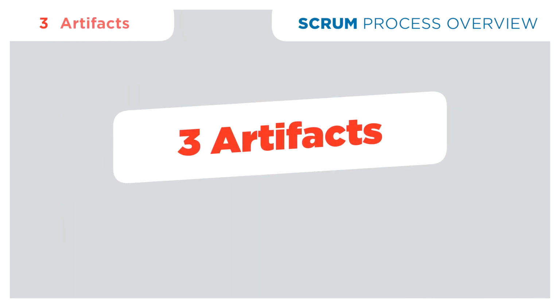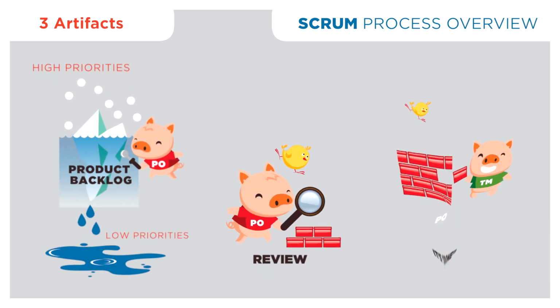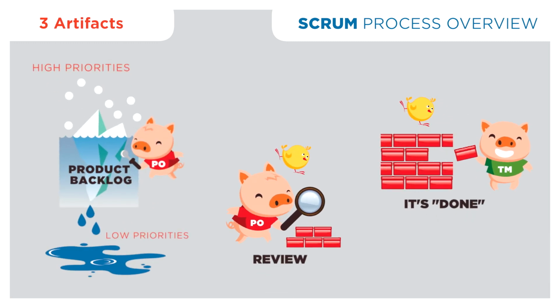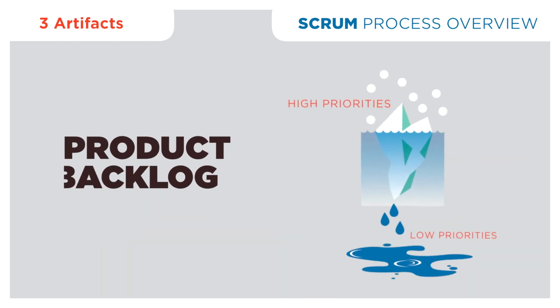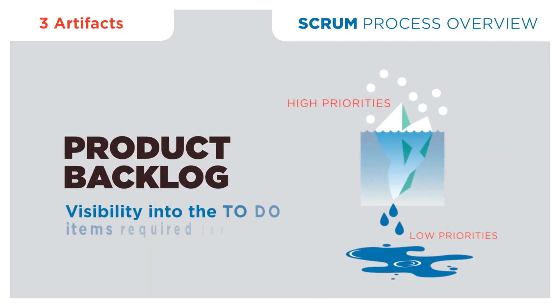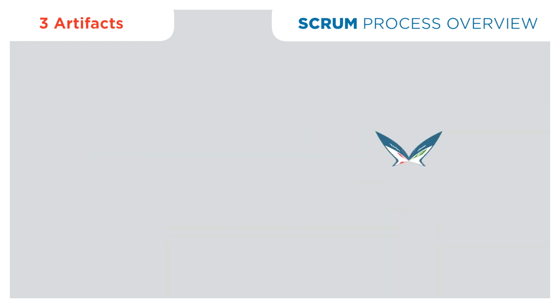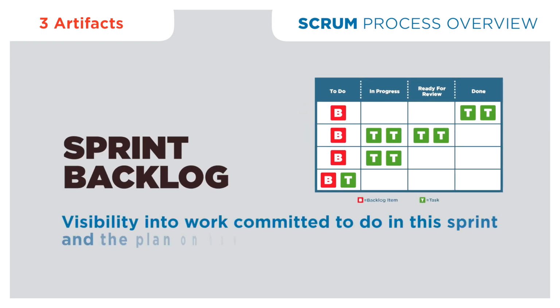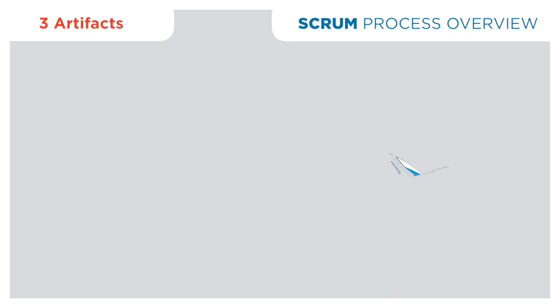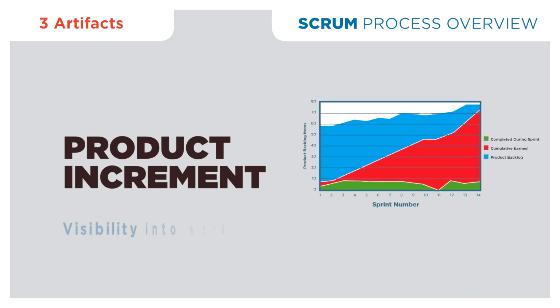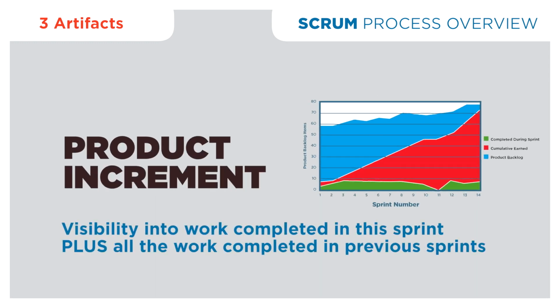We have 3 artifacts in the Scrum environment which provide us visibility into the actual Scrum process. We have the product backlog, which gives us visibility into the to-do items required for the product. We have the sprint backlog, which gives us visibility into the work the team has committed to do for this sprint and their plan of how to achieve it. We have our product increment, which gives us visibility into the work that was completed in this sprint, plus all of the work completed in previous sprints.